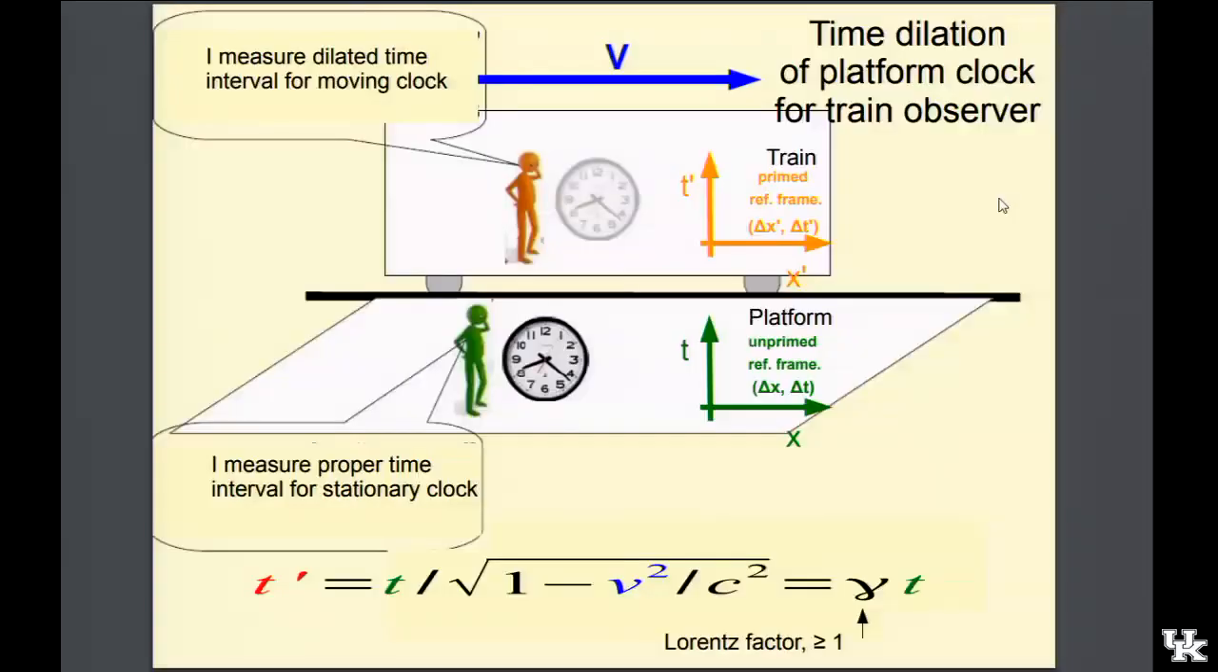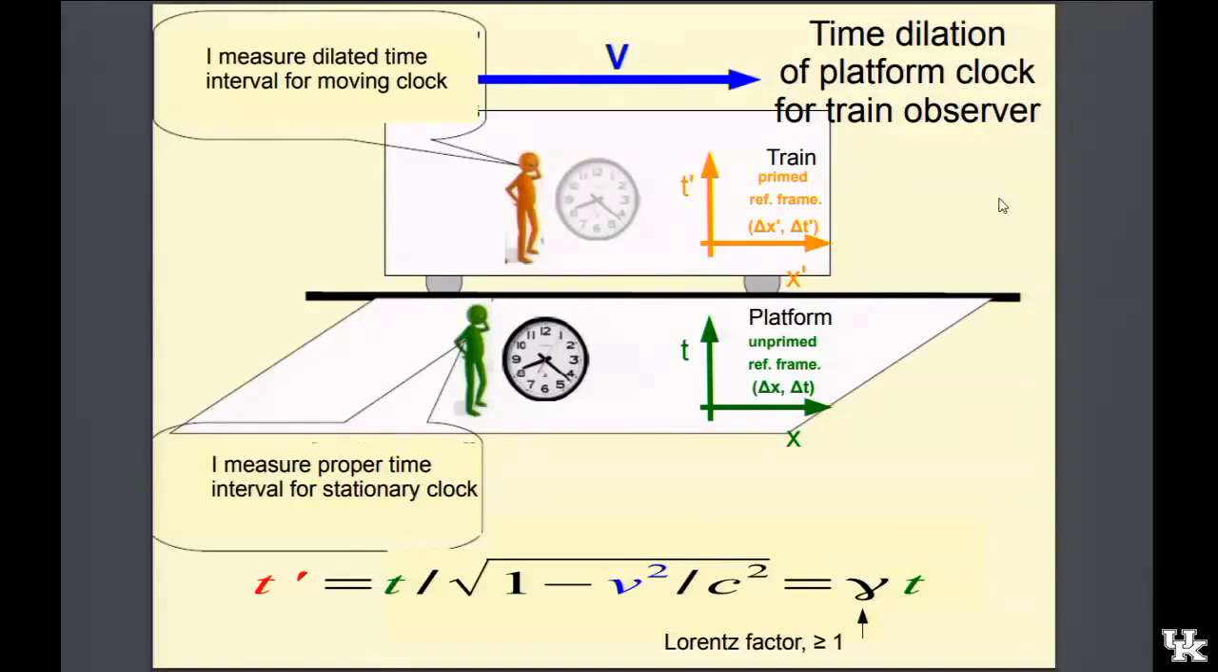So the first one is time dilation. I'm going to show you two slides about a train moving through a station. This is the first one, from a particular perspective, and then there'll be a second one from an alternative perspective. Let me walk you through what I've got on this slide. I've got two reference frames.